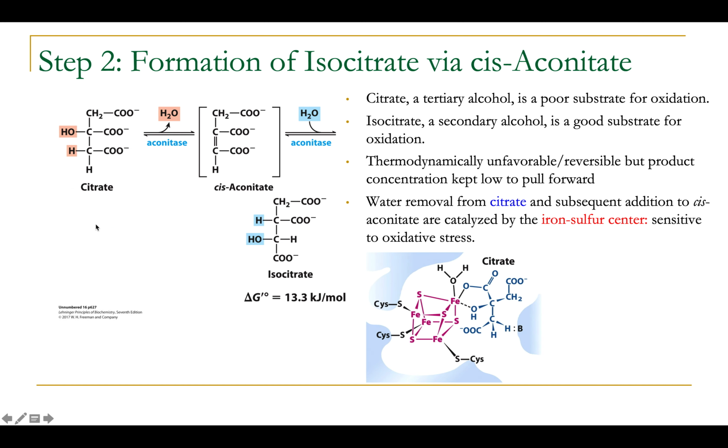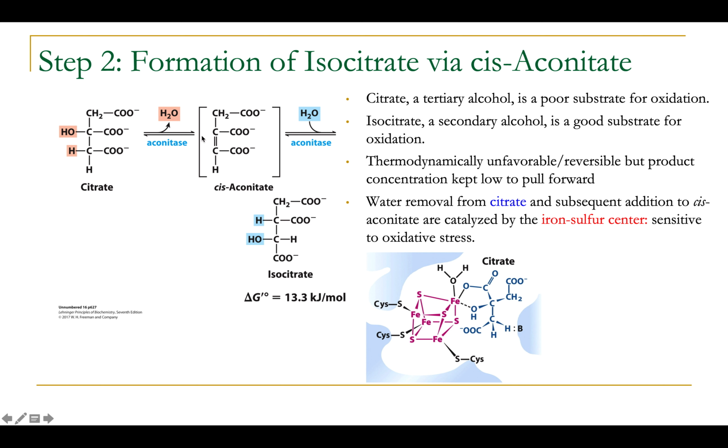Next is the isomerization of citrate into isocitrate, and the chemical logic of this reaction is to move this hydroxy group from the tertiary alcohol position, which is very hard for oxidation, to the secondary position, to the citrate isomer where the alcohol is in the secondary position, which is much more fit for subsequent oxidation.